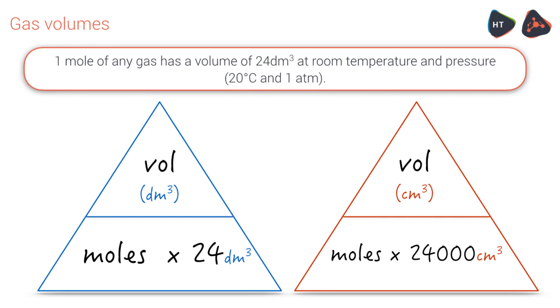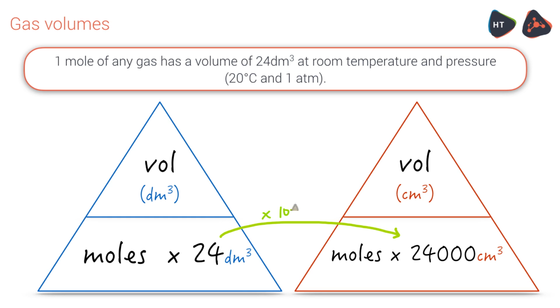So in order to calculate the volume at room temperature and pressure of any gas, all we need to know is how many moles of that gas we had. The volume of the gas will equal the number of moles times by 24. If you want to have the volume in centimeters cubed, then you need to remember to convert decimeters cubed to centimeters cubed by multiplying by 1,000.